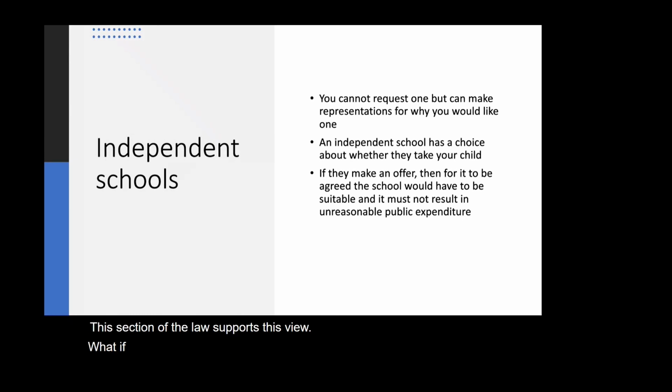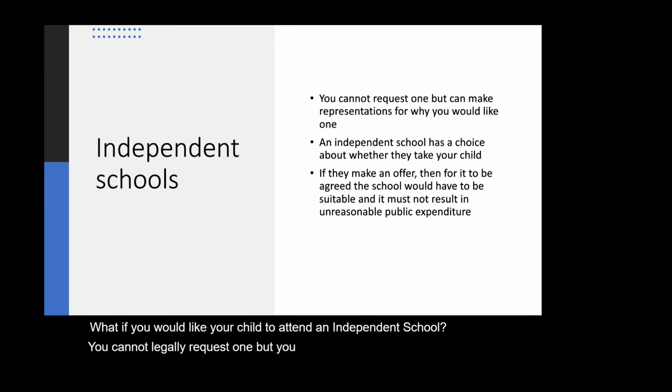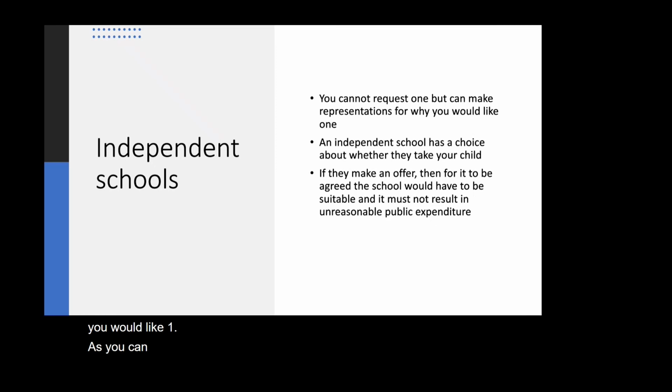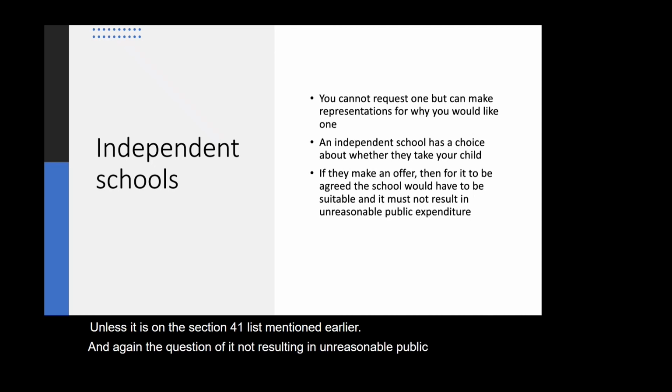What if you would like your child to attend an independent school? You cannot legally request one, but you can make representations for why you would like one. As you can see, an independent school has a choice about whether they take your child, unless it is on the Section 41 list mentioned earlier. And again, the question of it not resulting in unreasonable public expenditure arises.